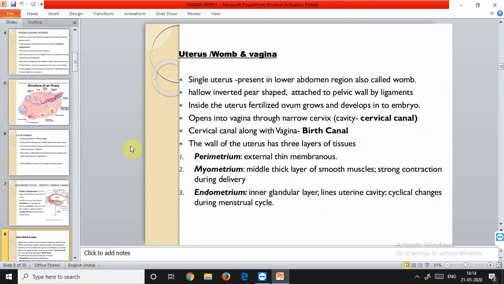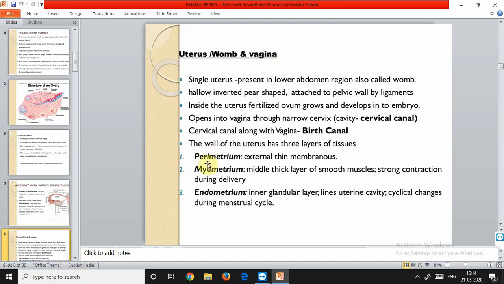The cervical canal along with the vagina is also called the birth canal, because during the birth of the baby the cervix contracts and relaxes. Both movements occur, contraction and relaxation, and that helps in delivering the baby outside. That is the process called parturition.